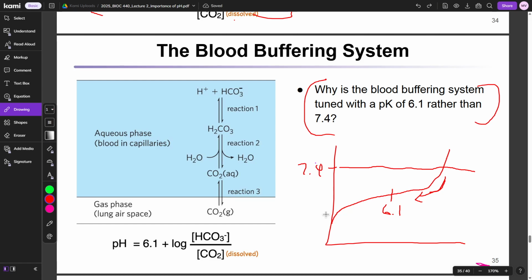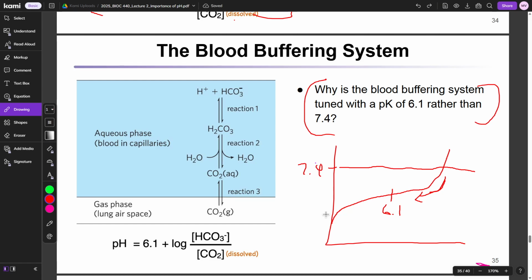Other than that, there are other buffering systems. So there's the bicarb buffering system. If you study for the MCAT, there's the phosphate buffering system. There's a couple other buffering systems in there, but for the purpose of this class, you only care about the bicarb system. That's the main one.